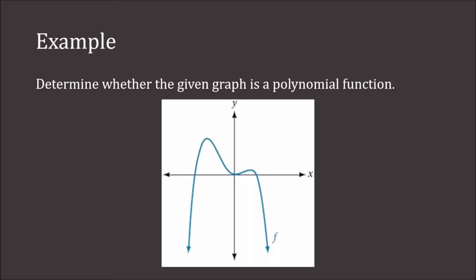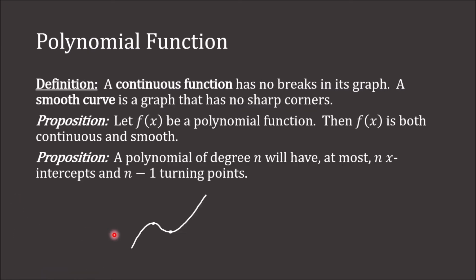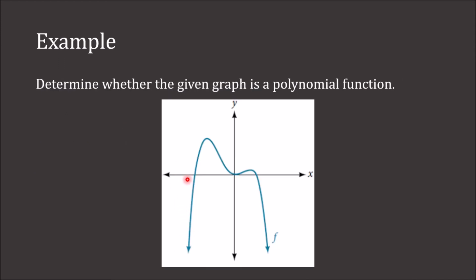So determine whether the given graph is a polynomial function. So here we go. So remember, what we're going to be looking at is it continuous and is it smooth? Well, this is continuous, right? There are no breaks in the graph. And it's also smooth. There's no sharp edges. So this is indeed a polynomial function.